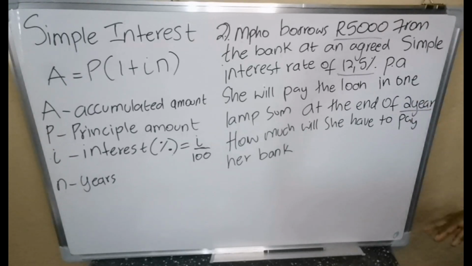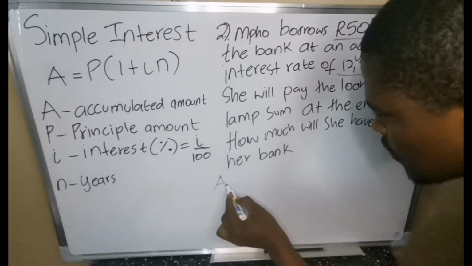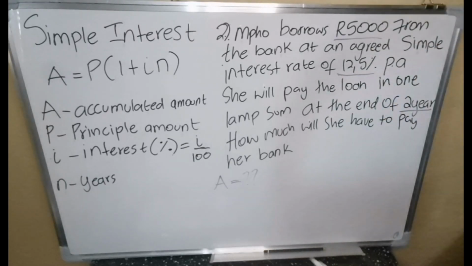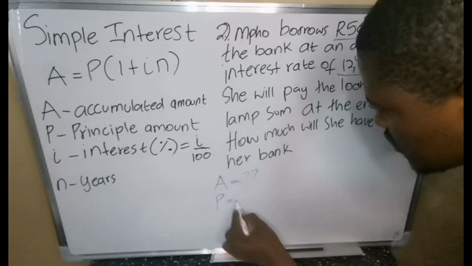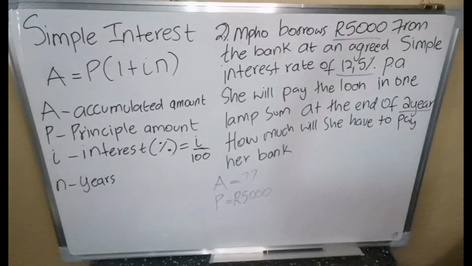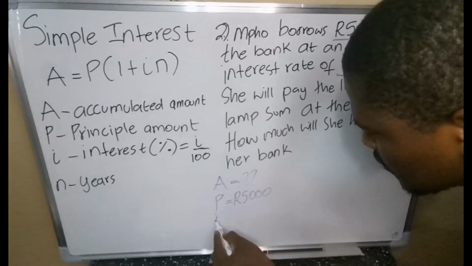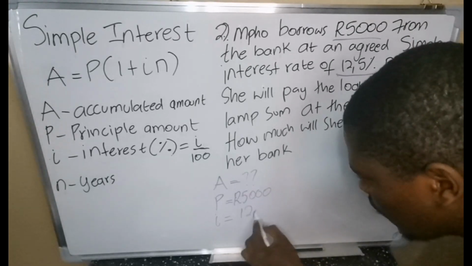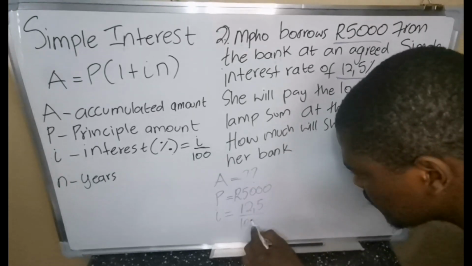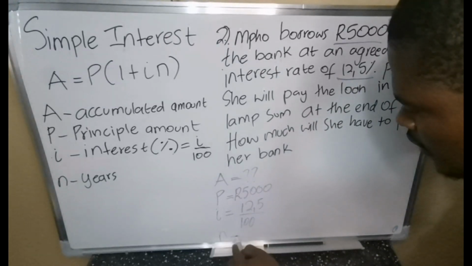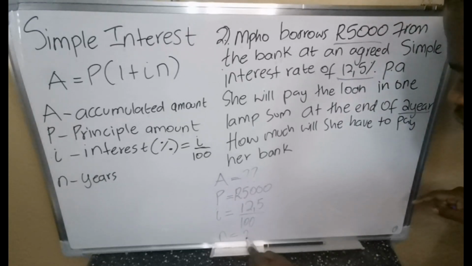You already know what is happening. You collect your data here. The value of A. Do you have the value of A? No. Do you have the value of P? The initial amount borrowed is 5,000. Do you have the value of I, interest? Yes, which is 12.5%. You're going to say 12.5 divided by 100, guys. Then do you have the number of years? Yes, N for 2 years equals 2.